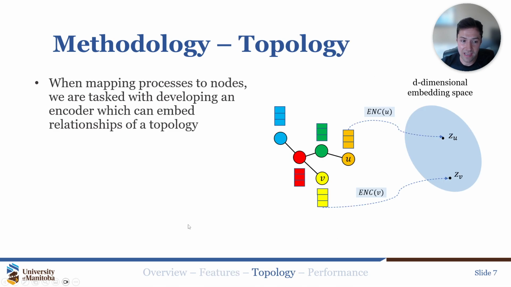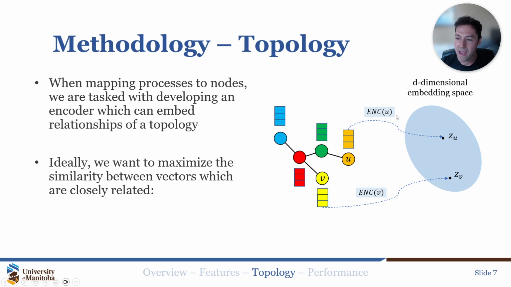And one thing we wanted to look at more was the topology. So how do we model this topology? Well, when we map processes to nodes, each node is given a feature vector, which are these columns here. And ultimately what we're trying to do is distinguish this node and its feature vector from V, for example. So we need a way to encode that relationship in some form of embedding space, such that we maximize the similarity between the vectors which are closely related.